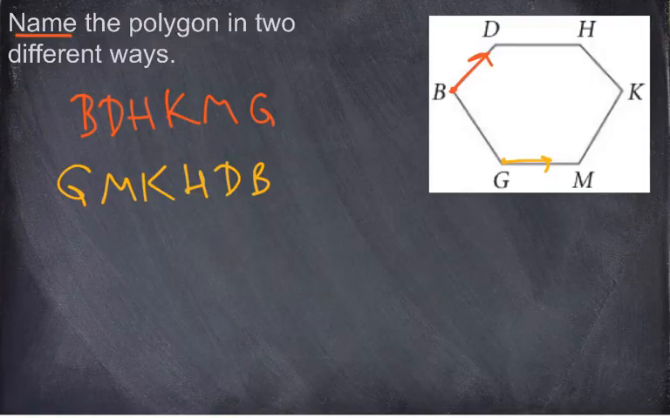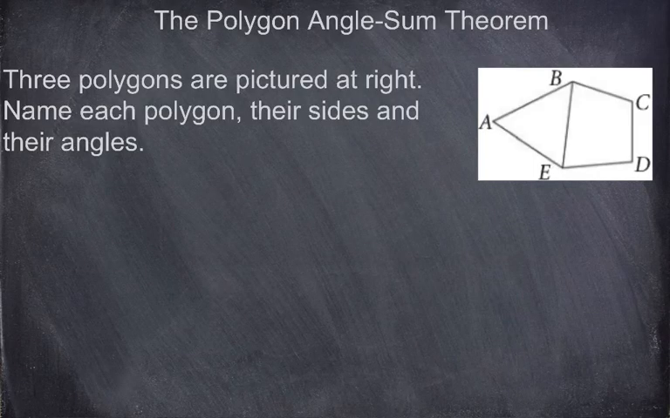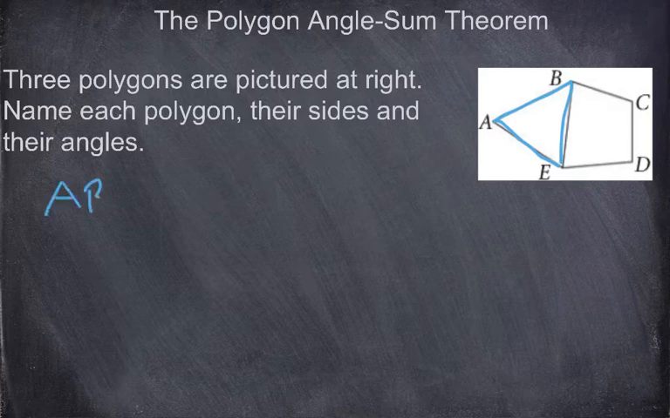Alright, now let's move on here. Here it says 3 polygons are pictured at right. Name each polygon, their sides, and their angles. So it looks like 2, but we have to remember that the shape as a whole is a polygon itself. So that's why there's 3. So let's start with the 2 smaller ones. Let's start with this one first here, this triangle. Okay, we need to name that polygon. Again, you can start with any letter and work your way around. We only have 3 letters, so limited options. So we'll say A, B, E. So that's for the blue one.